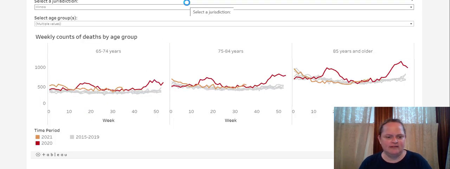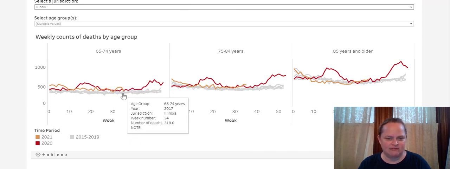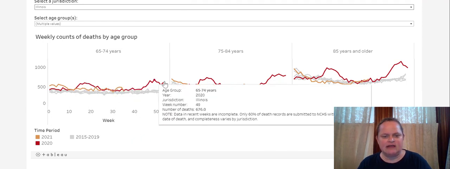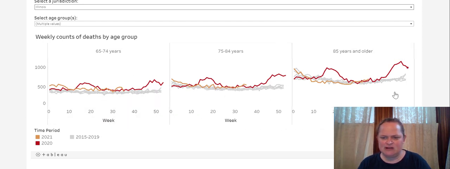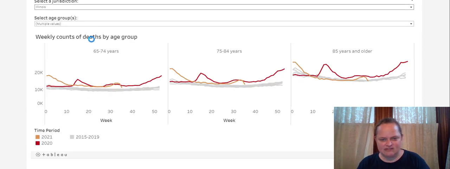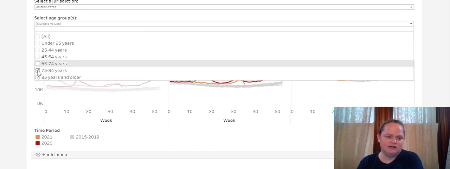So Illinois in the Midwest, again, we have Chicago, so we did have a spring wave, probably centered around Cook County. Had a winter wave, almost nothing in the summer, and it's been pretty quiet in 2021 so far. Okay, so that's that set of ages. Let's start getting into younger ages.